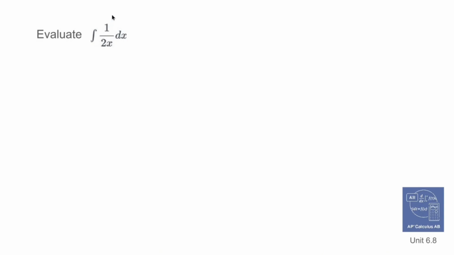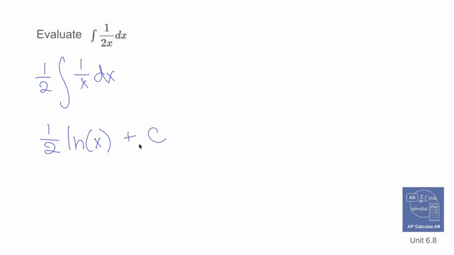Evaluate the integral of 1 over 2x dx. Well, let's rip out a half, shall we? So the half of the integral of 1 over x dx. The integral of 1 over x is ln of x. Now, whenever I take the indefinite integral, I can't forget about my little plus c that's got to be hanging out at the end. But that's it. That's all we can do here. That's going to be my guy.